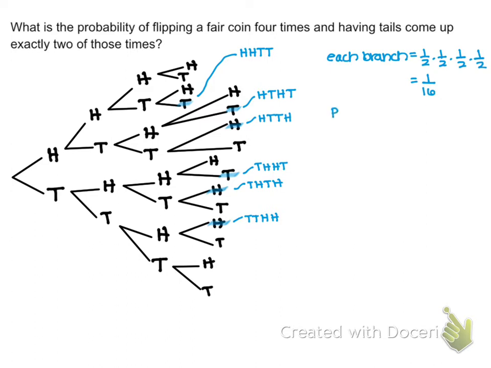So the probability of exactly 2 tails, yes, 2 tails, is going to be 6/16. Okay, moving on to the next one.